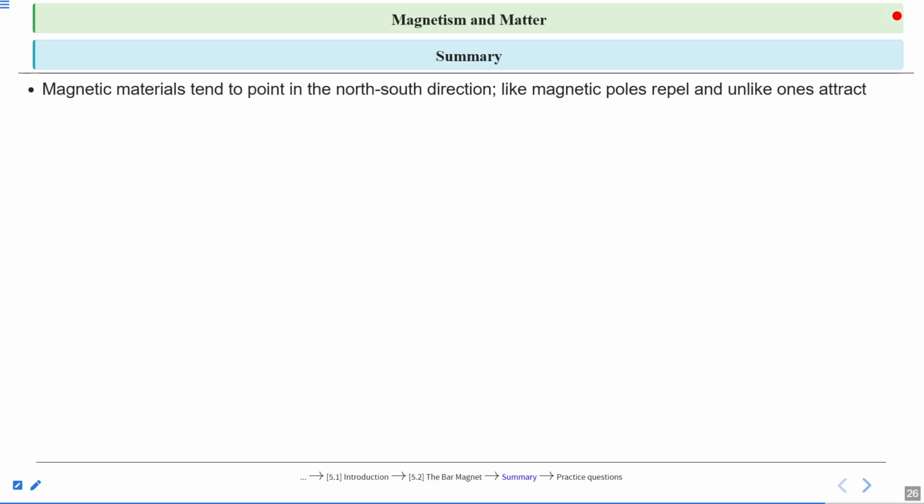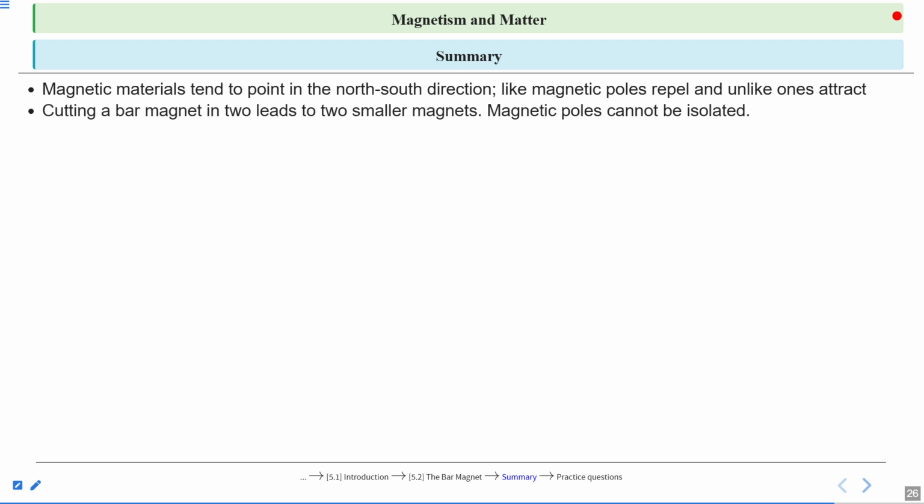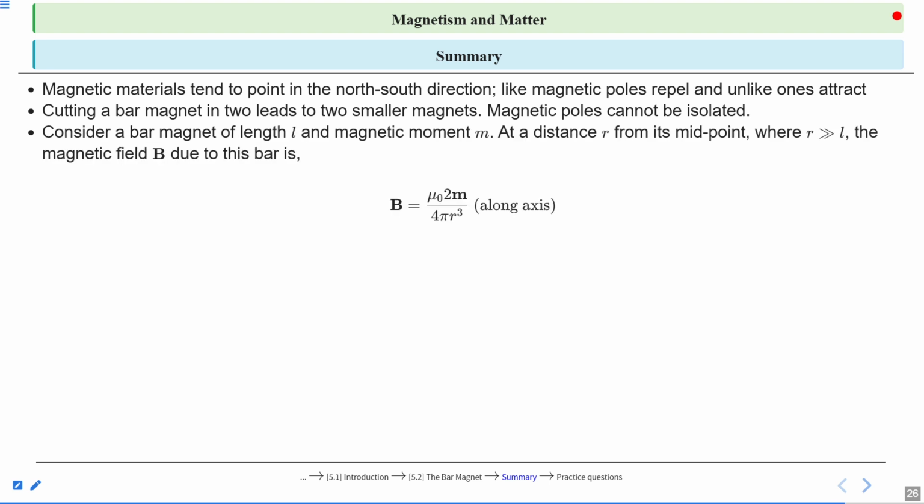So let's move on to the summary of what we have studied today. Magnetic materials tend to point in the north-south direction; like magnetic poles repel and unlike ones attract. Cutting a bar magnet in two leads to two smaller magnets. Magnetic poles cannot be isolated. So consider a bar magnet of length L and magnetic moment m at a distance r from its midpoint, where the distance r is much greater than the length of the magnet.